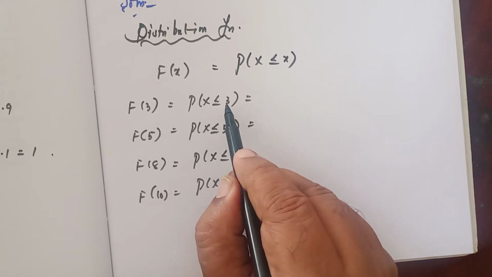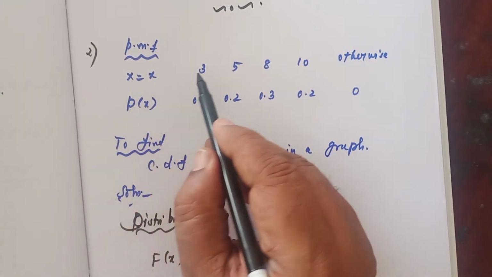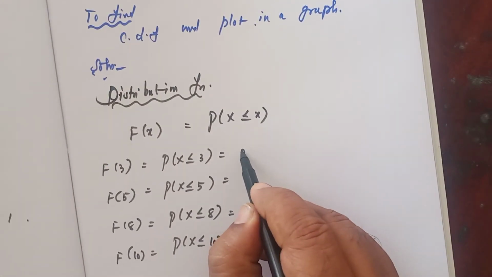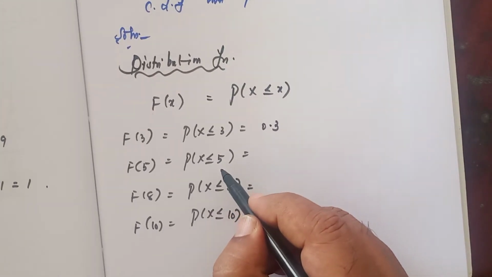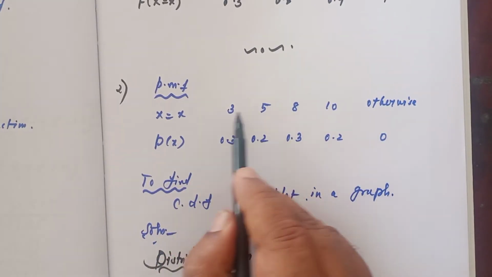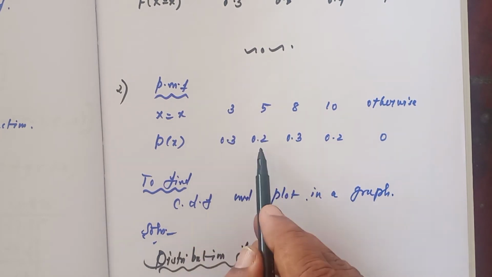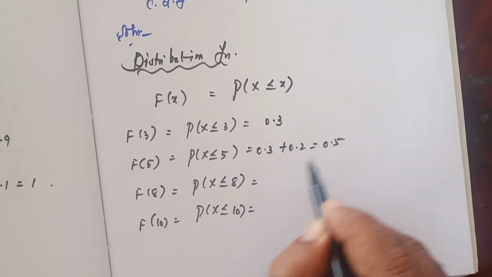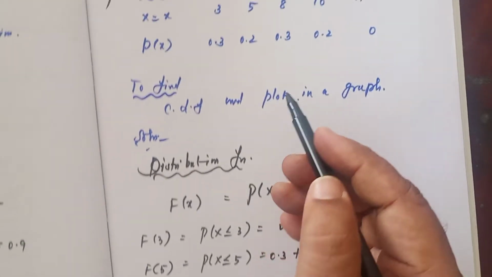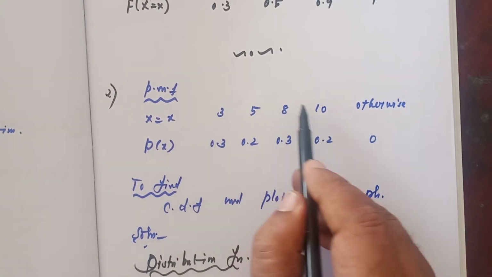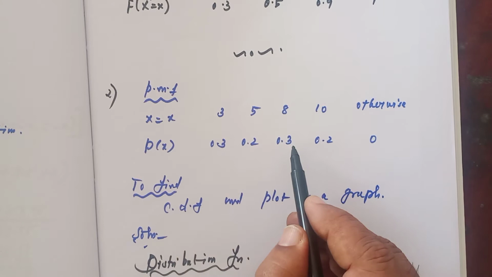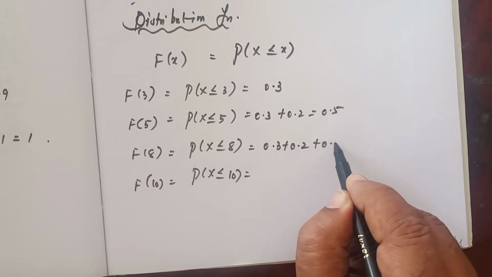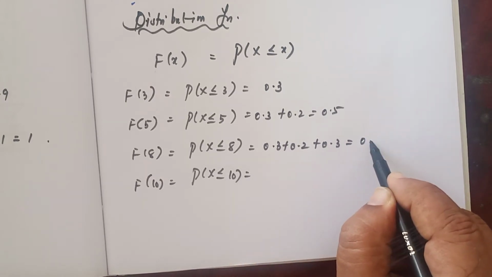Less than or equal to 3 means 3 and less than 3. Less than 3 there is no value at all; the starting one is 3 only. What is the corresponding probability value? 0.3. Less than or equal to 5 means 5 and less than 5. These two numbers, 3 and 5, have probability values 0.3 and 0.2. Add both: 0.3 plus 0.2 is 0.5. Less than or equal to 8 means 8 and less than 8. All these three have probability values 0.3, 0.2 and 0.3. 0.2 plus 0.3 is 0.5, plus 0.3 is 0.8.